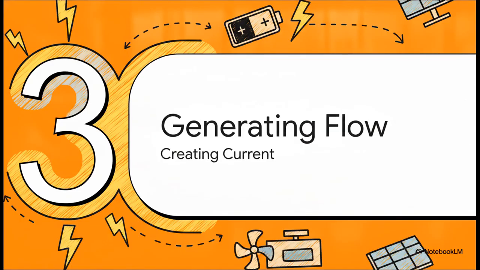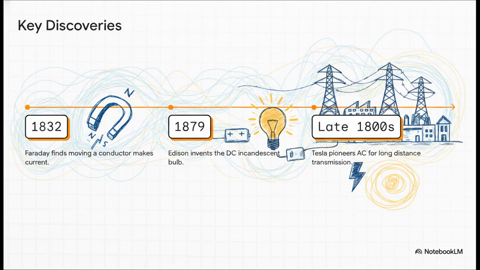Section 3. Generating the electric flow. So, how do we actually create and harness this steady, usable current? People have been trying to figure this out since the 1600s, but we had a few major game changers. Back in 1832, Michael Faraday makes his huge discovery. If you move an electrical conductor inside a magnetic field, you create an electrical current. Magnets plus movement equals current.